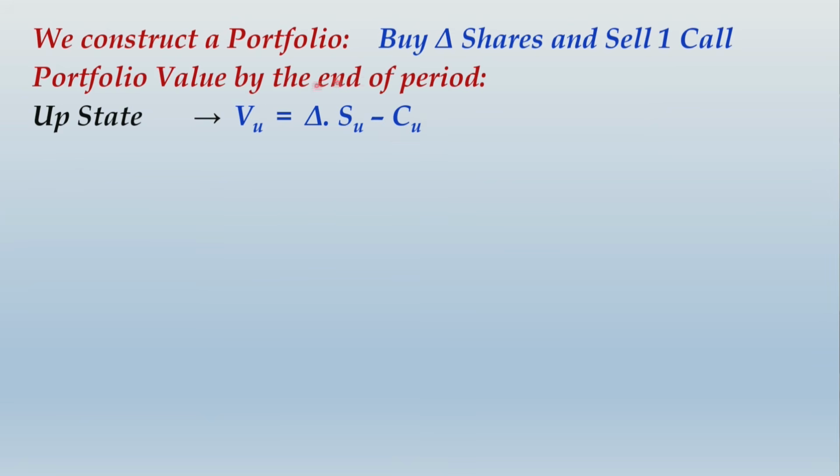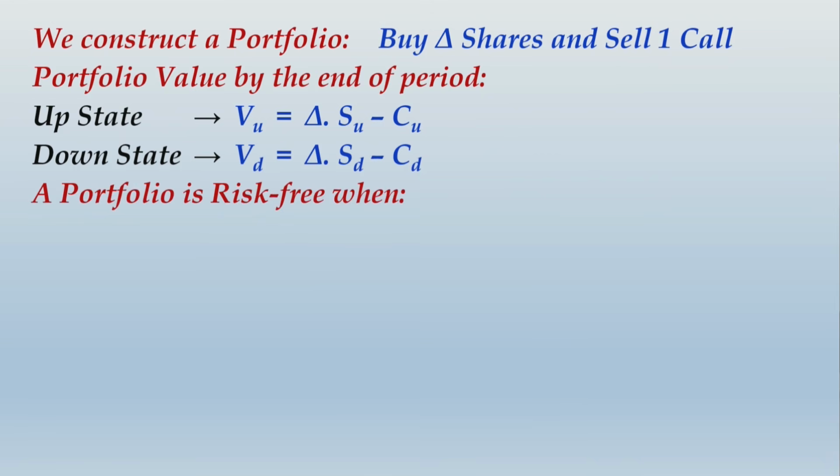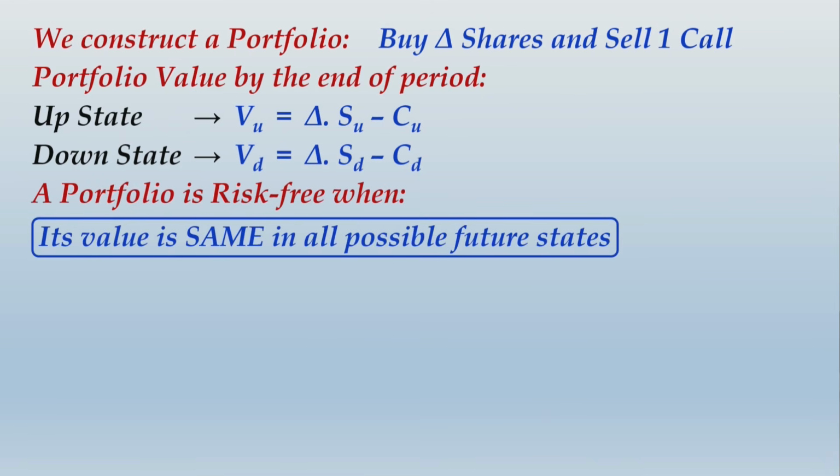I'll be explaining this part once I take the facts and figures. And similarly, in case of the downstate, the VD, that is the value of the portfolio when the price moves down, will be delta into SD minus CD. So a portfolio is risk free when its value is the same in all possible future states. In other words, if VU and VD become the same, the portfolio is considered to be hedged. So VU equals VD is what we want to achieve.